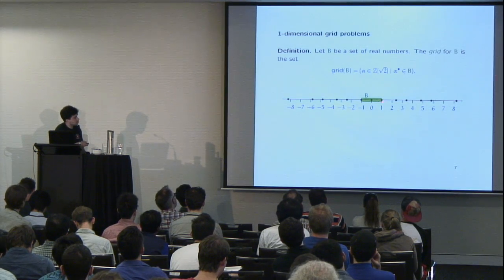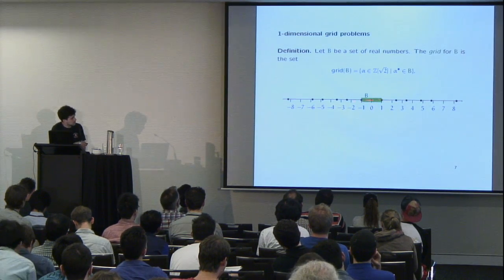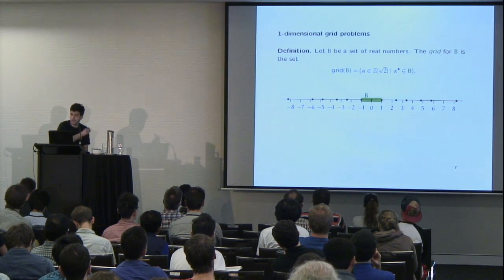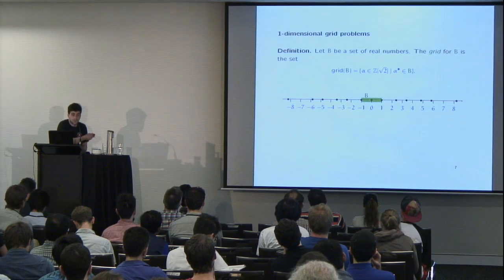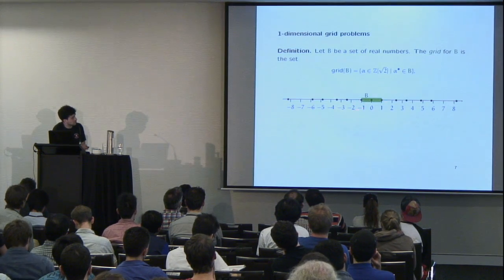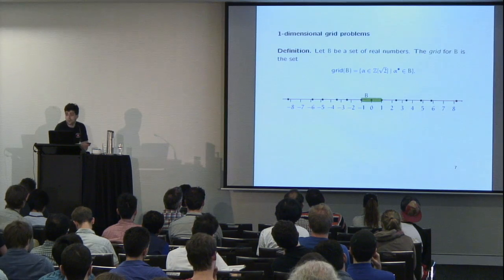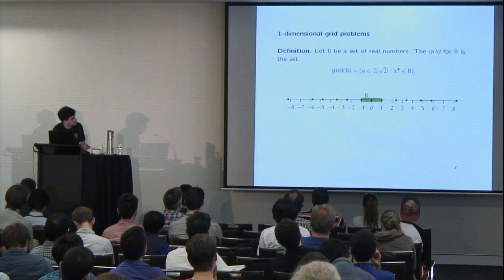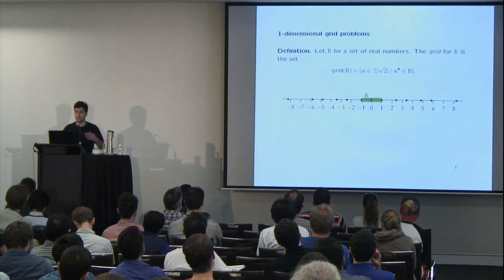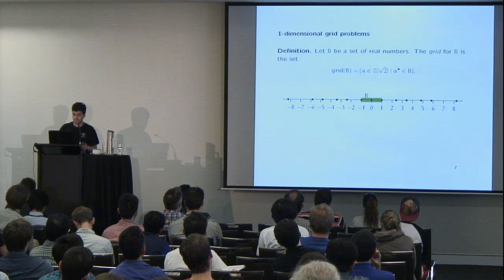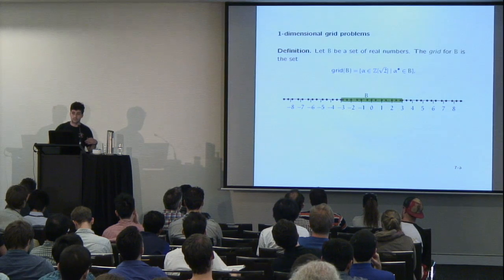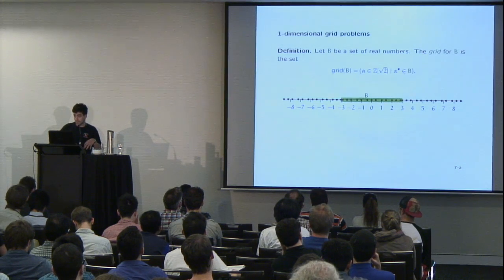So in this example, B is this interval here, and all the black dots on the line are the various grid elements in the grid of B. So for example, -1, 0, and 1 are elements of the grid for B. And then if you move to the right, I think this one is 1 plus root 2, and then 2 plus root 2, and so on. So this is how you define the grid for B. And as you might expect, if you take a wider interval, you get a slightly denser grid.